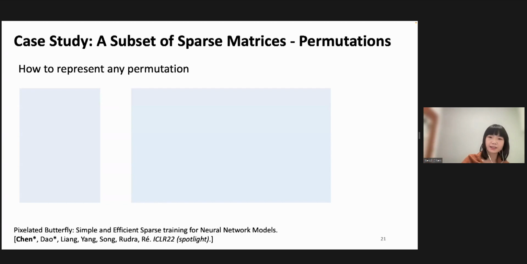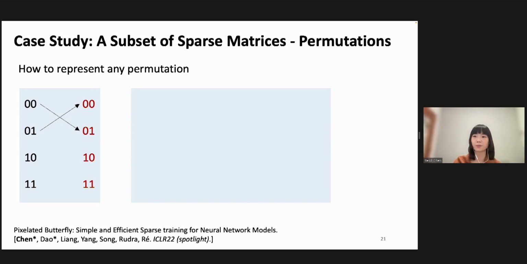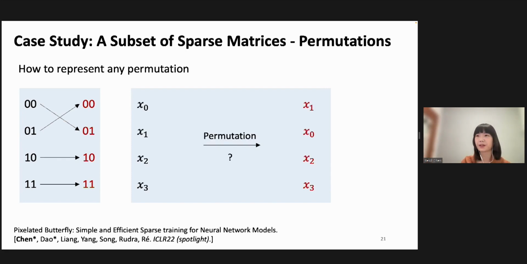So representing any sparse matrix seems to be a very hard problem. We can first take a look at a special case of sparse matrix called a permutation matrix, and understand different ways we can represent them. So here's a small exercise. This is the bitwise representation from 0 to 3. And say we look at a permutation that allows swapping the last bit. So 00 and 01 can swap or not. 10 and 11 can swap or not. They decide to maintain. So in this case, how can we represent this permutation matrix?